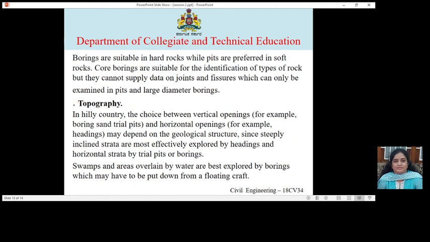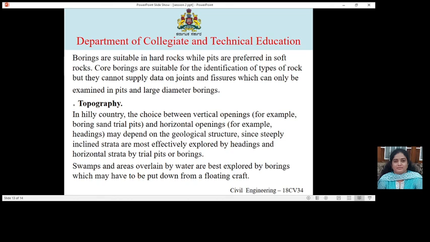Borings are suitable in hard rocks while pits are preferred in soft rocks. Core borings are suitable for the identification of types of rock, but they cannot supply data on joints and fissures, which can only be examined in pits and larger diameter borings. So here we saw that for different types of soil, different methods are preferred, based on the nature of the soil.